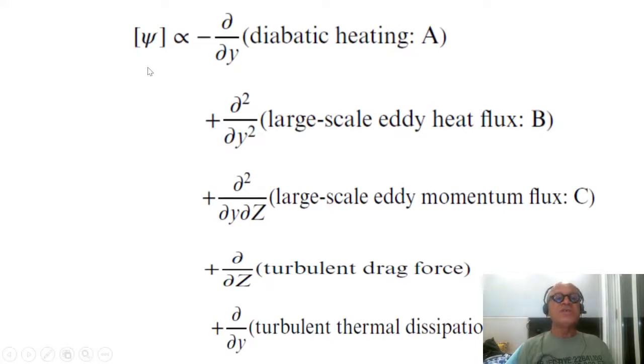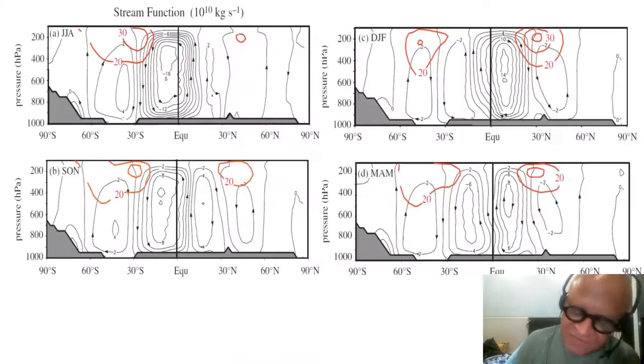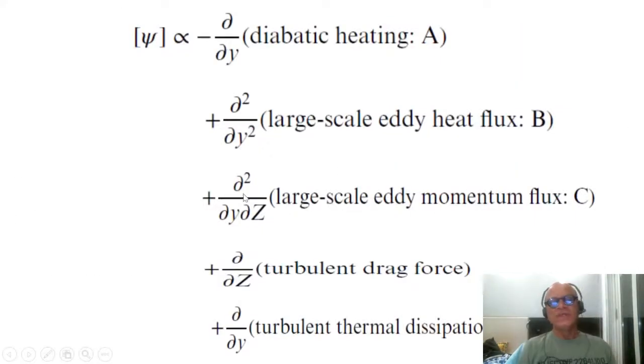Okay, so the zonal mean stream function then is proportional to these various terms: the meridional divergence of the diabatic heating, the meridional gradient of the large-scale eddy heat flux, the second derivative, so del squared dy dz, of the large-scale eddy momentum flux, del dz of the turbulent drag force Fx, all zonal means, and del y of the turbulent thermal dissipation term, which is Ft.